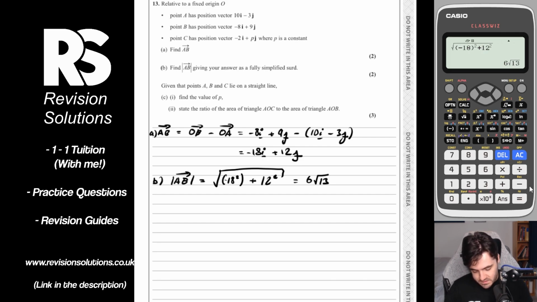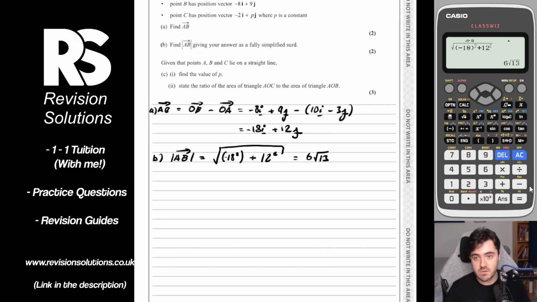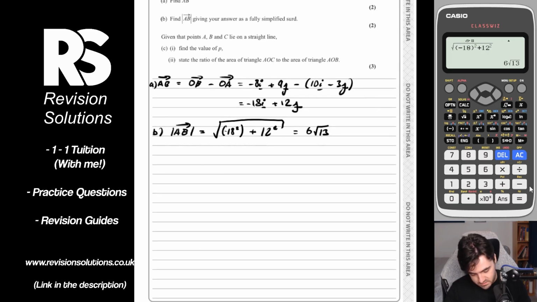Cool. So then moving on, it says, given that points A, B, and C lie on a straight line, part 1 says, can we find the value of P? And part 2 is state the ratio of area of triangle AOC to the area of triangle AOB. Well, it sounds like a diagram is going to be a good start for this problem. So let's start with that.